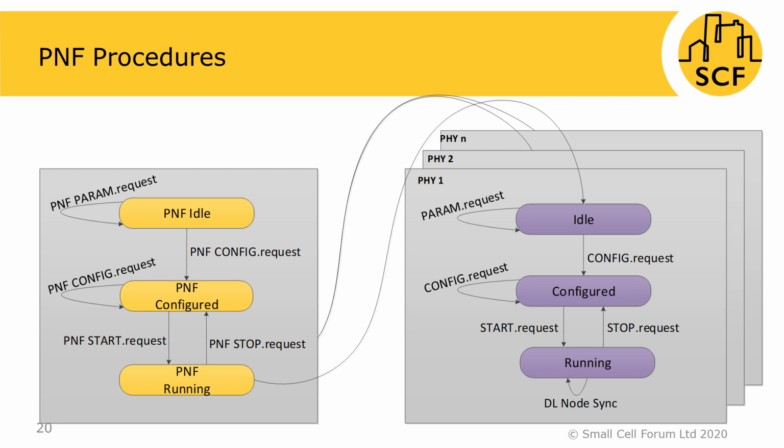The PHY instances, each one of them has idle, configured, and running states. And the idle state to configured state is triggered via CONFIG.request, configured to running via START.request. These are all FAPI messages for the PHY side. And then returning back to configured via the STOP.request message, again, FAPI side. And then you may also use the FAPI messages inside an nFAPI encapsulation, PARAM.request in idle mode, and CONFIG.request in configured state. The running state for PHY instances may also undergo a downlink node sync procedure.